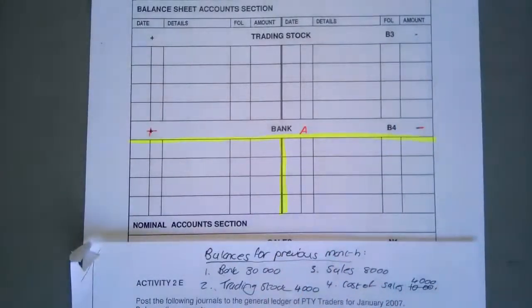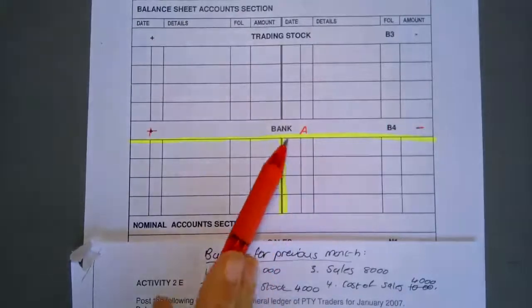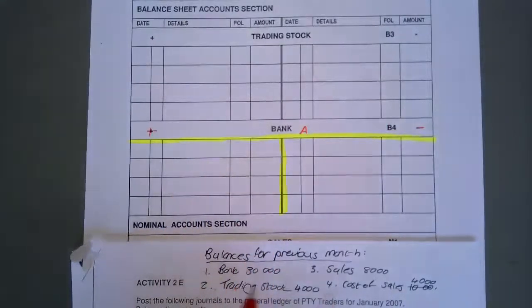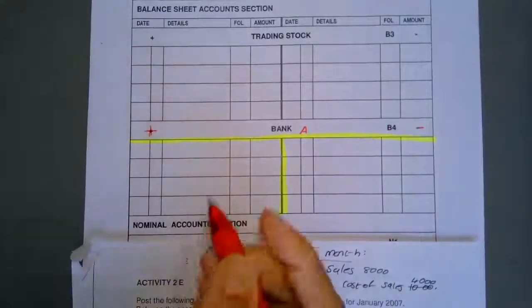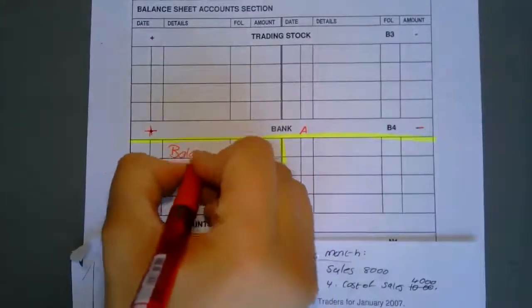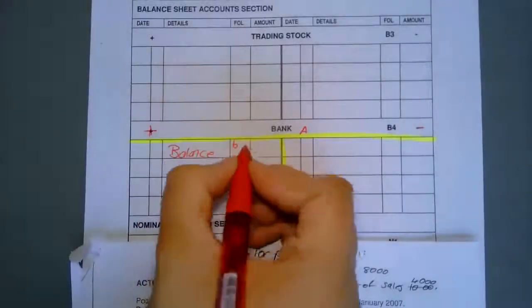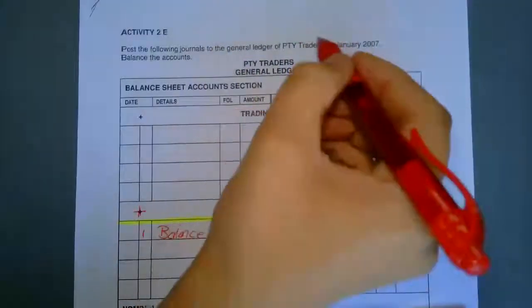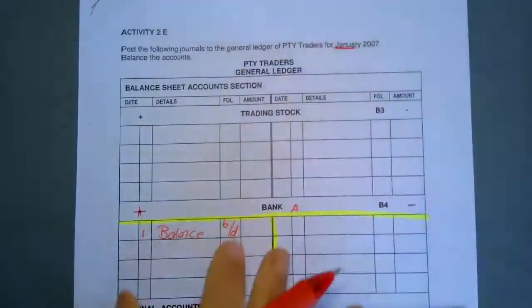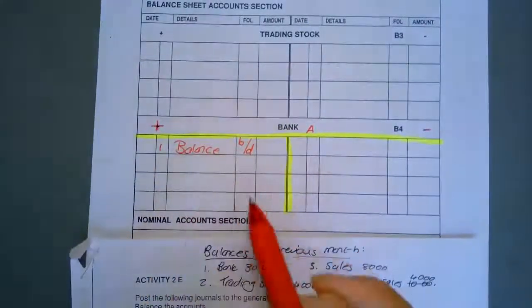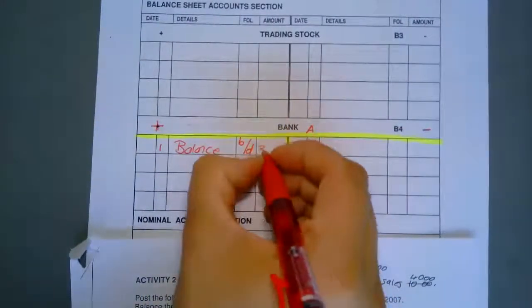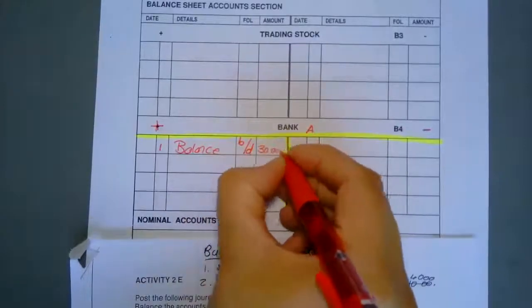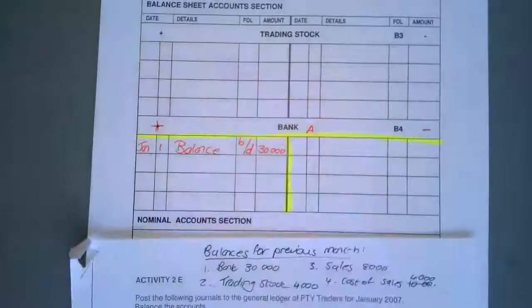Okay, so bank, if I do not tell you that bank had a negative balance, it will always be a positive balance. So bank's balance brought down is positive, so it's going to go to the plus side as balance b/d, for brought down, on the 1st of January, because I'm opening my January ledger with this money in my bank account of 30,000 Rand, and you are done.